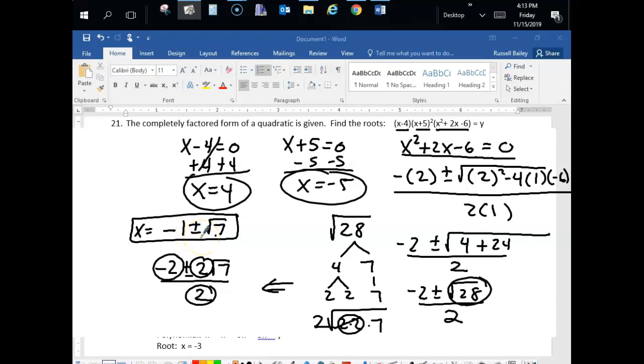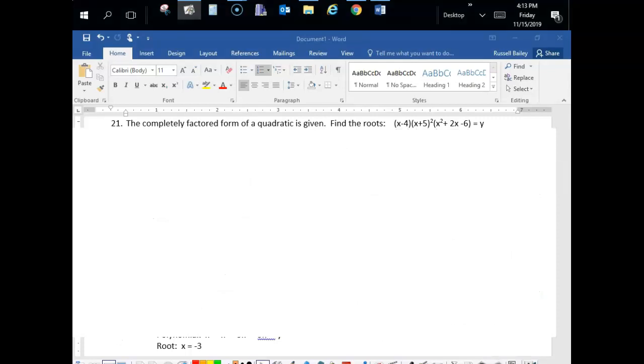So the purpose of this problem on your study guide was to remind you that yes, sometimes you can get a non-factorable trinomial when you're trying to find the roots. And when that happens, you use the quadratic formula. Okay? All right. Let's go ahead and progress onwards here. That was 21.